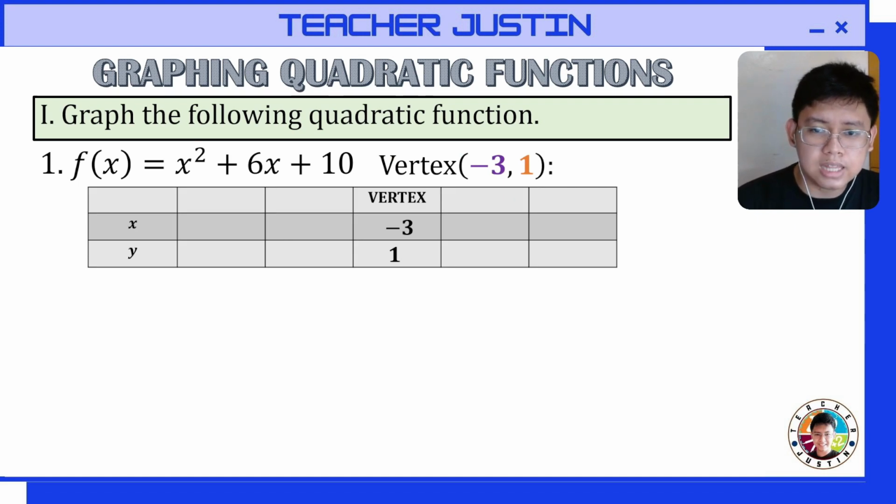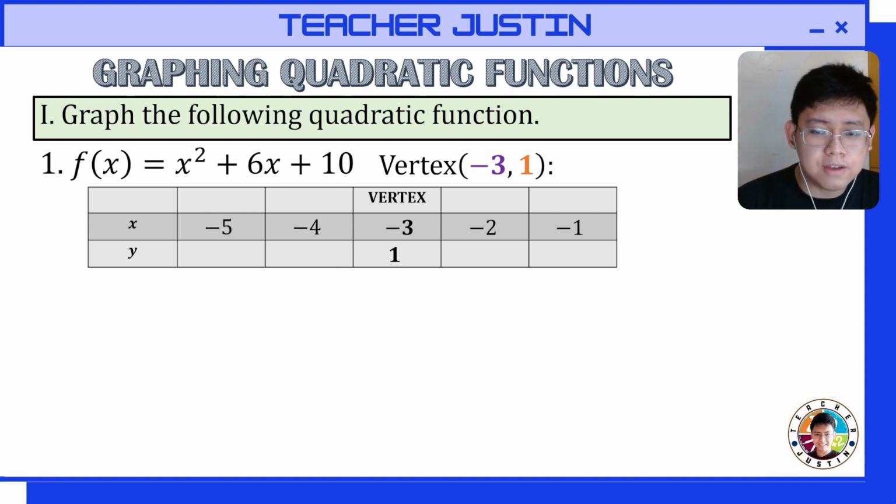And sa table of values natin, nasa gitna yung ating vertex. Next step is for us to assign values of x. So, we have negative 3 sa ating h. So, ang kukunin natin or ilalagay nating value of x will be close to negative 3. So, to the right of negative 3, we have negative 2, negative 1. Sa left naman ng negative 3, we have negative 4, negative 5. So, assign tayo ng mga malalapit dun sa ating vertex. So, we have negative 2, negative 1, negative 4, negative 5. Then, let's solve for the value of y.